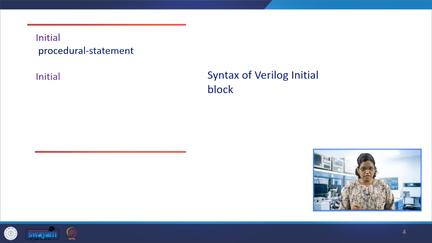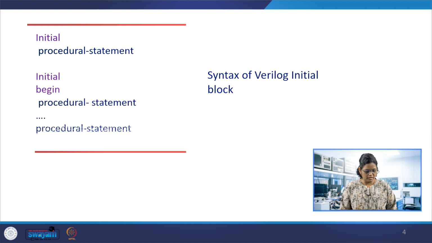Then comes the second format, if you have multiple procedural statements: procedural statement 1, and it continues with more procedural statements, and these would be within a begin end block, as we have also seen in the always block. The always block is used for the basic behavioral description, and initial will be executed only once, which we are going to see. So, it's often used in the test bench.